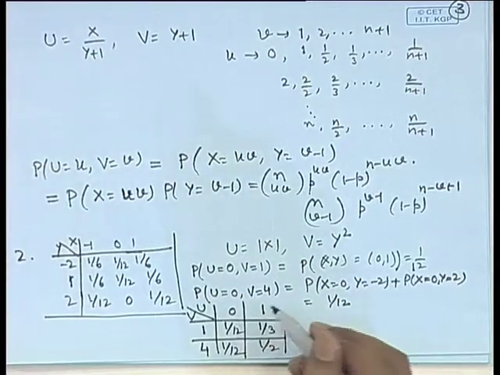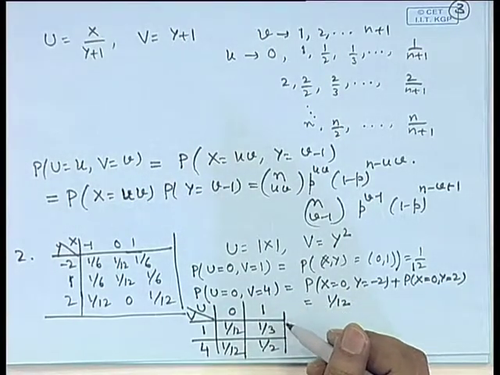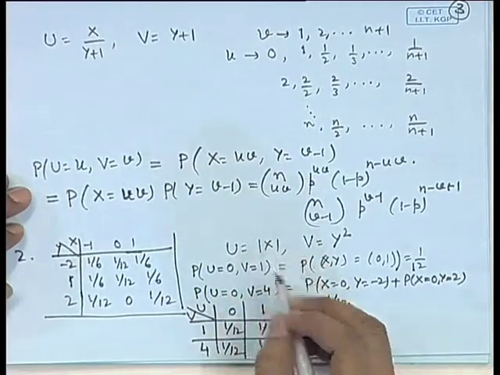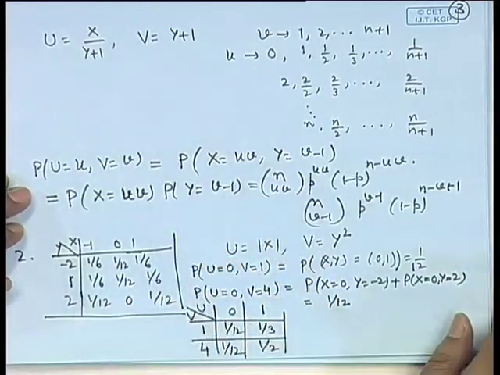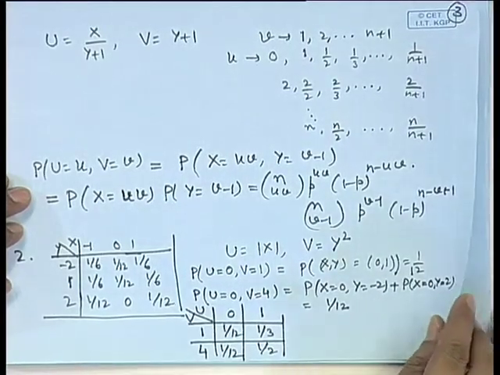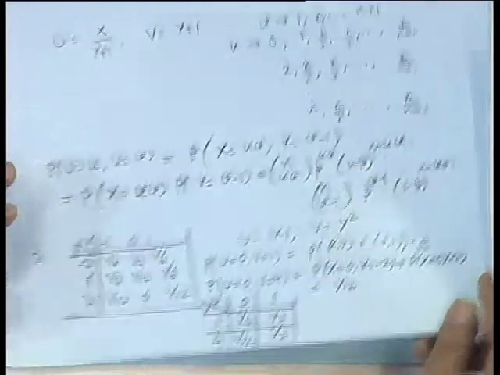So, in the case of discrete distributions, it is possible to derive the distribution of a function of random variables by directly considering the probability mass function. Sometimes it is easy to use the cumulative distribution function directly also. I can give one example here.